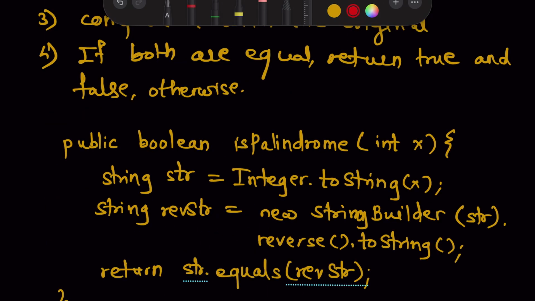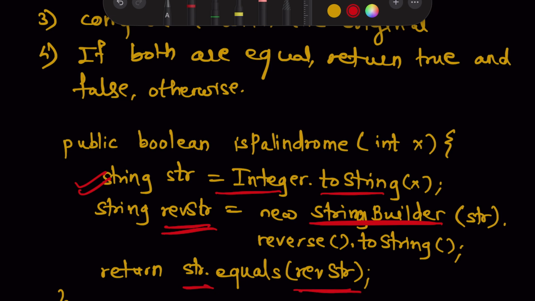So the code for this approach is really simple. First, we are converting the given integer to a string using the toString method of the Integer class. Then we will reverse the string using the StringBuilder class and the reverse method of StringBuilder. Then we will just compare str with reverse str and return the result. If they are equal, then it will return true, or else false.